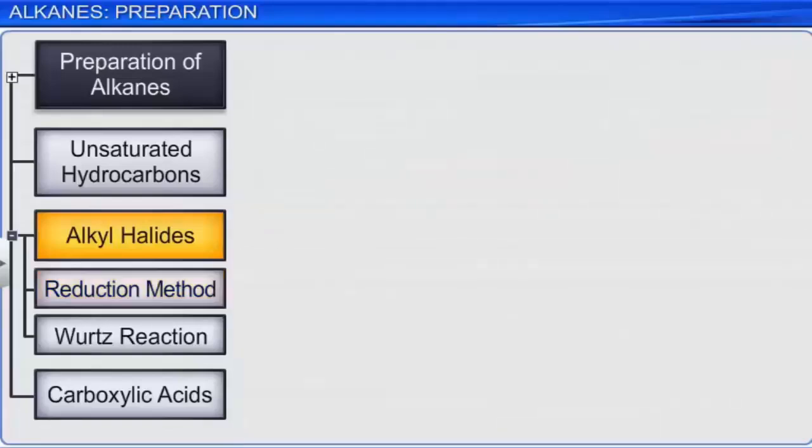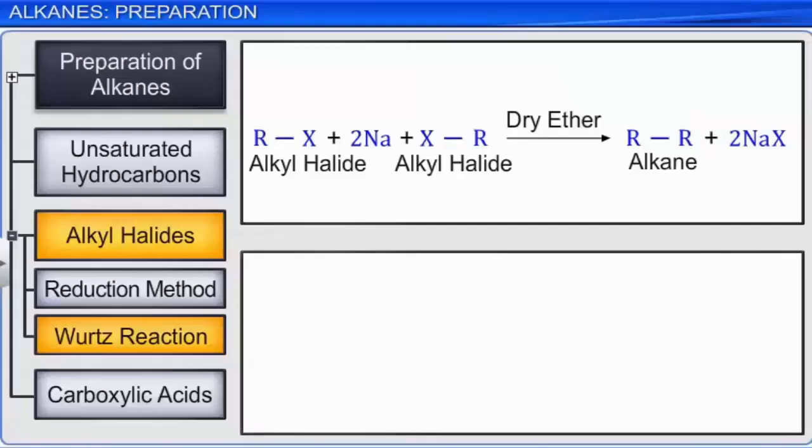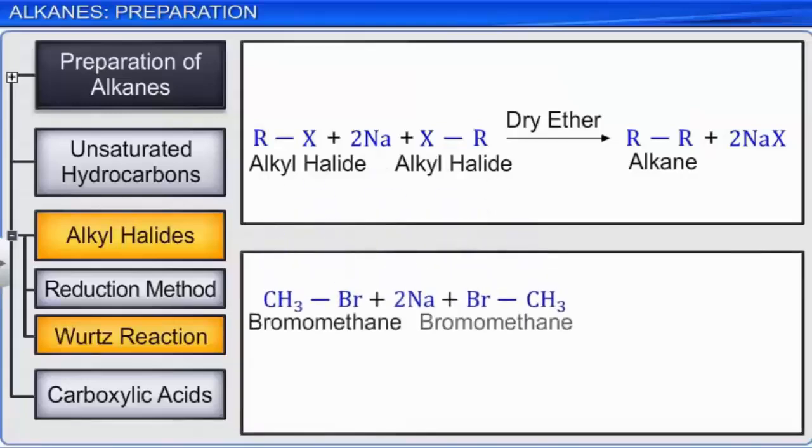Now let's see how to obtain alkane from alkyl halides using the Wurtz reaction. Alkyl halides on treatment with metallic sodium in presence of dry ether give higher alkanes with even number of carbon atoms. This reaction is known as Wurtz reaction. For example, the reaction of bromomethane with sodium metal in presence of dry ether gives ethane.